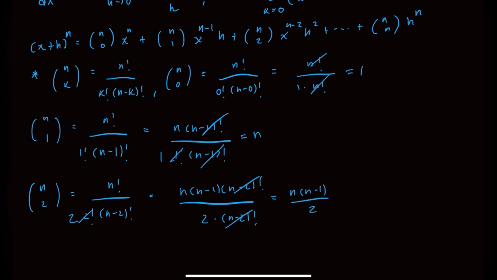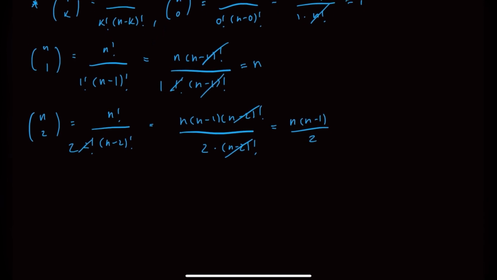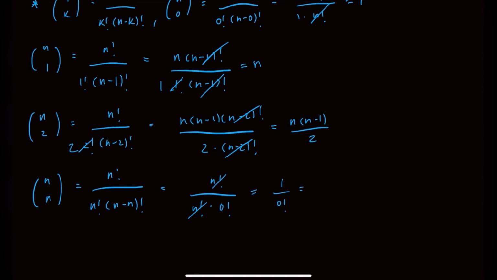And lastly, for n choose n, we're left with n factorial over n factorial times (n minus n) factorial. So we're left with n factorial over n factorial times 0 factorial. And these cancel to 1, so we have 1 over 0 factorial, but we said 0 factorial is 1, so 1 over 1 is equal to 1.